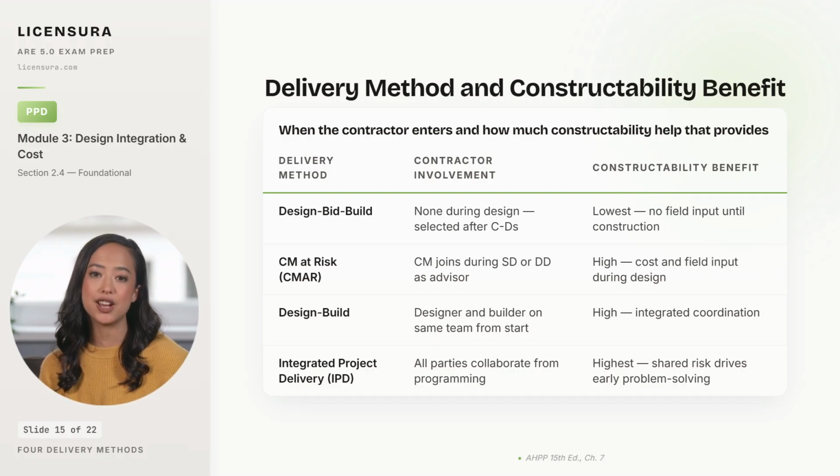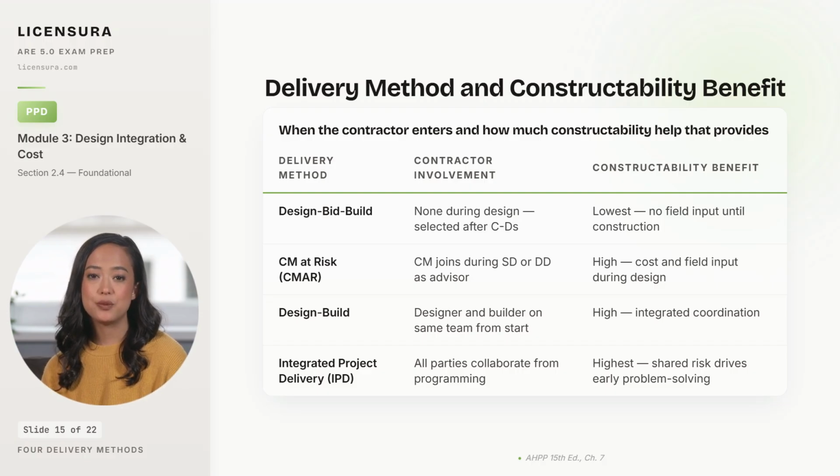An integrated project delivery is the highest collaboration model. All parties collaborate from programming onward with shared risk and reward, which drives early problem solving and produces the lowest change order rates, though it requires the owner to commit to a multi-party agreement.